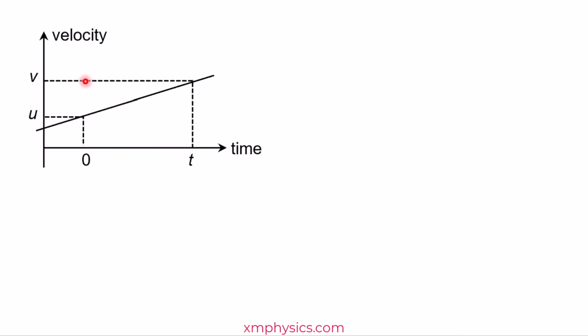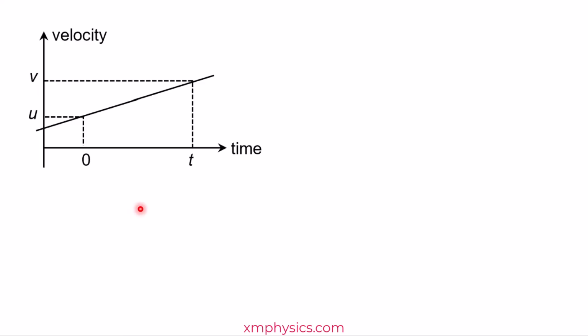Here is a sketch of the VT graph for a motion that has constant acceleration. So at time t equals 0, we start with the initial velocity of u, and at time t, we end up with the final velocity of v.